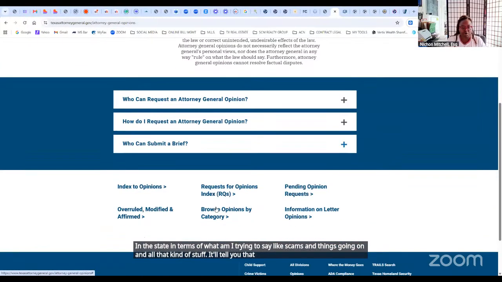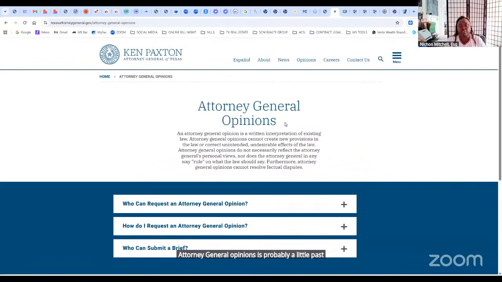Attorney General opinions is probably a little past what y'all need, but those are the two important things. Check for scams, look at what's going on in the state, and then file that. That's the important part about that.